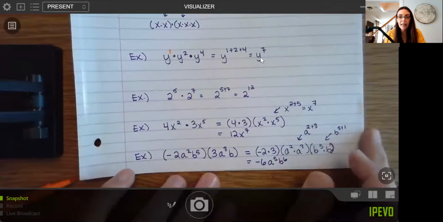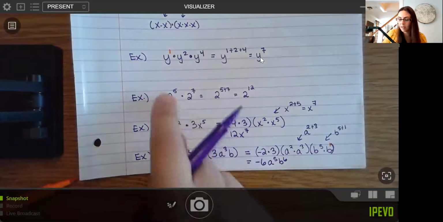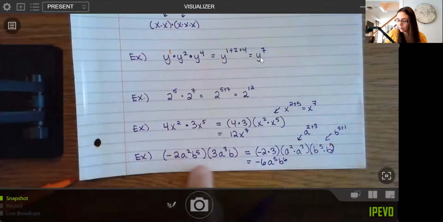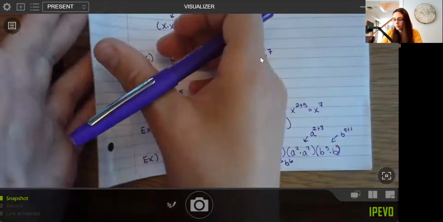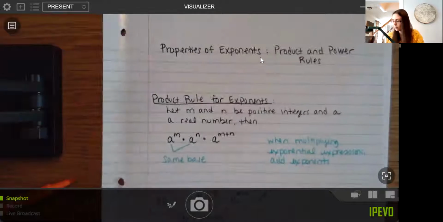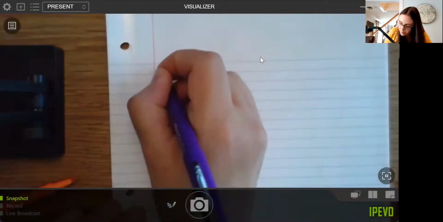So we can extend this rule to really any combination. Again, this is all multiplication problems. That's the key here. Everything is multiplication. So I can rearrange and just group the same kind of exponents together to use that shortcut. All right, let's do maybe one more of those before we move on.